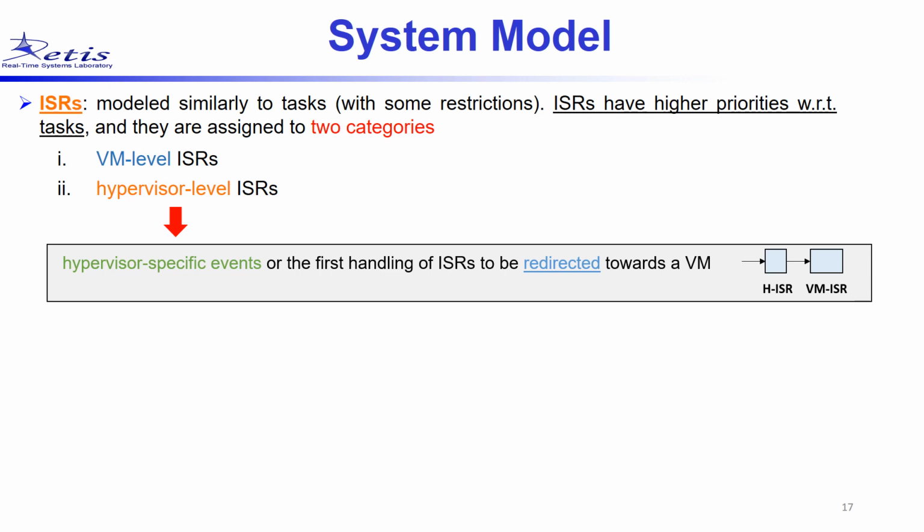Hypervisor-level ESRs handle hypervisor-specific events or the first handling of ESRs to be redirected towards a VM. This creates a chain of computational activities, a hypervisor-level ESR and a VM-level ESR, that is important to be considered when deriving the worst-case analysis.